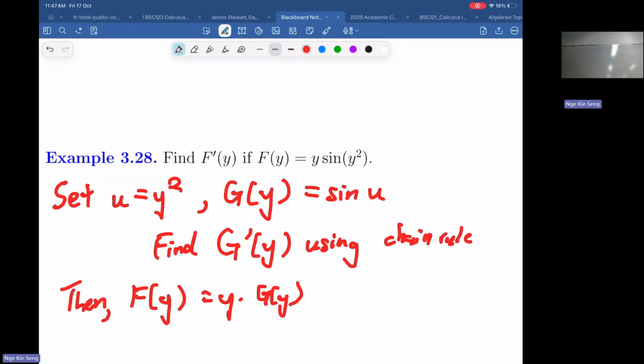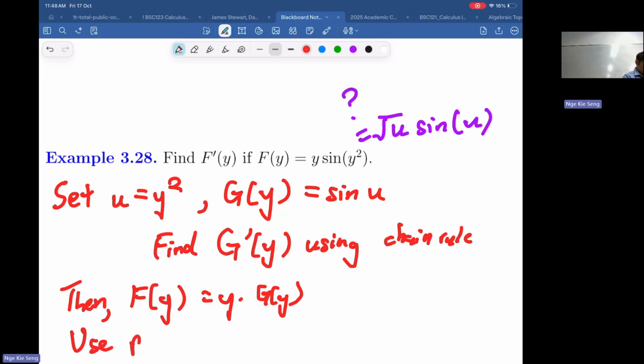Anyone tempted to use y equals square root u? Is anyone tempted to write this down? Square root u sine u like that? Anyone want to do this? I'm not sure if this is helpful. Maybe you can try it here. Maybe you can try if this is workable or not. Okay, otherwise, the next step you use product rule.